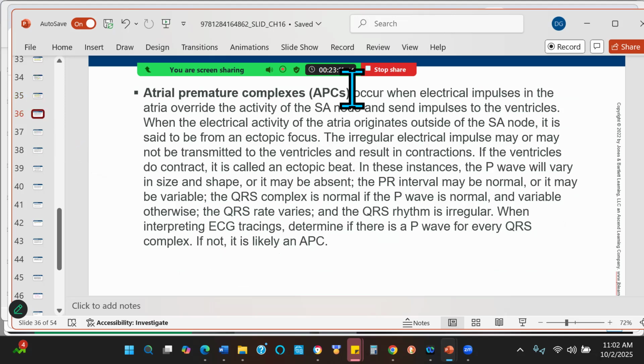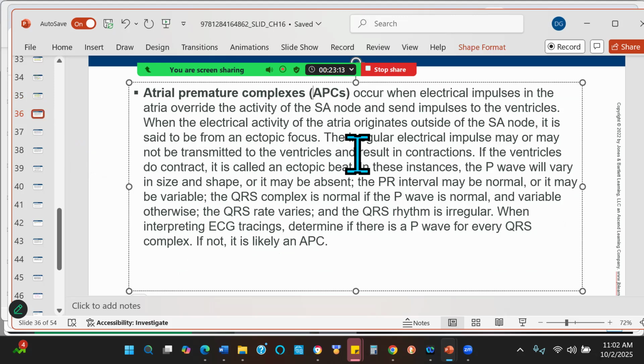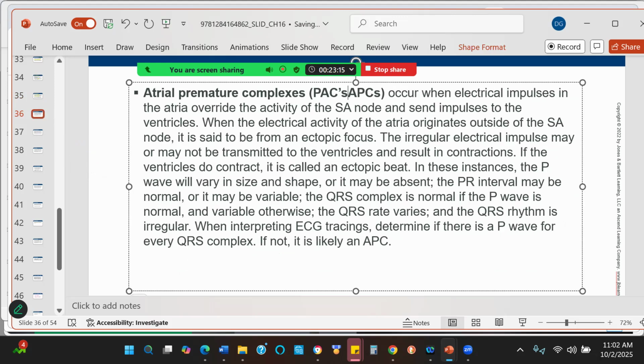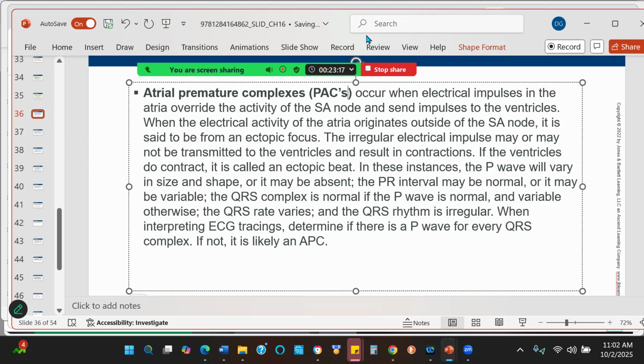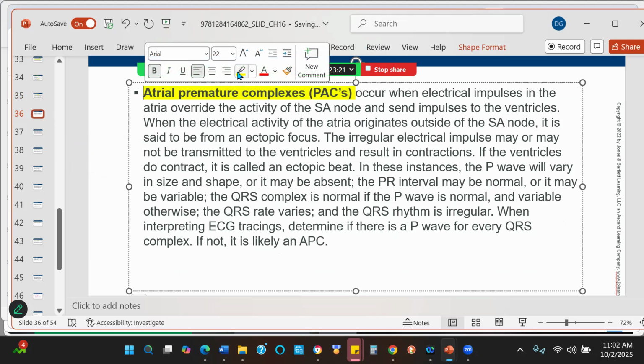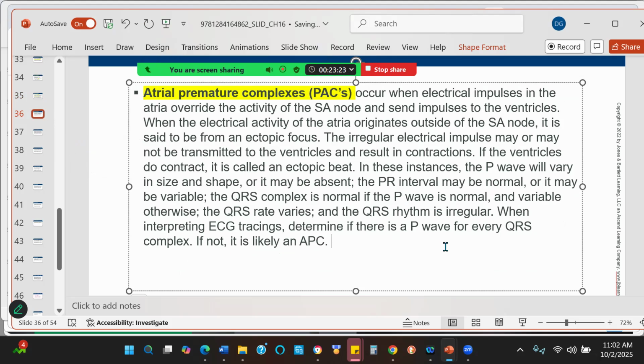Atrial premature complexes, which most of the world calls PACs. I'll just change that to show what you'll see at the hospital. You all have a few of these. This is where a place in the atria, not the SA node, but a place in the atria, takes over and gives an early beat. That early beat looks a heck of a lot like a normal beat, but it just comes early.